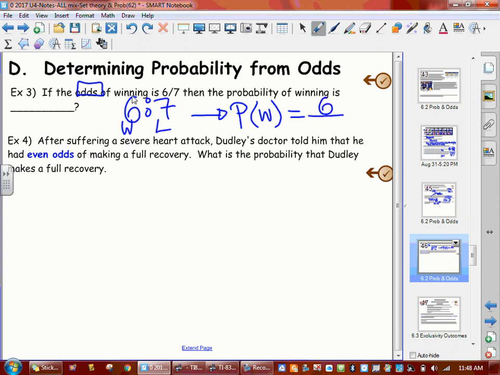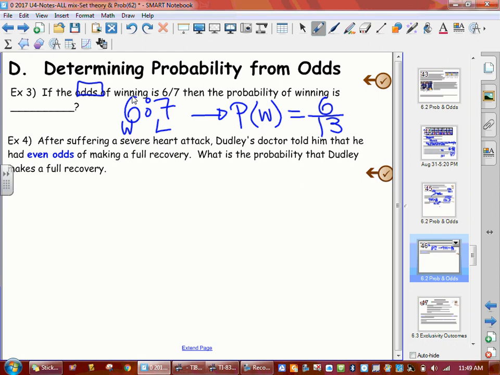Okay? So we're going back and forth between odds and probability. If they want probability, you add both odds numbers. Okay? If they only want odds, the two numbers have to add to the total. So these two have to add to 13. Okay?